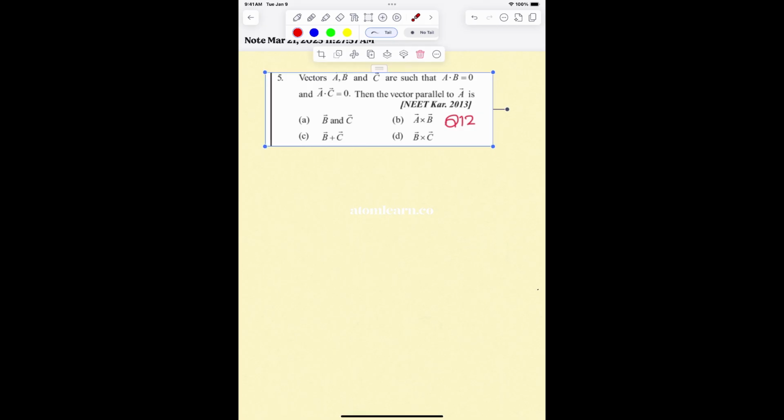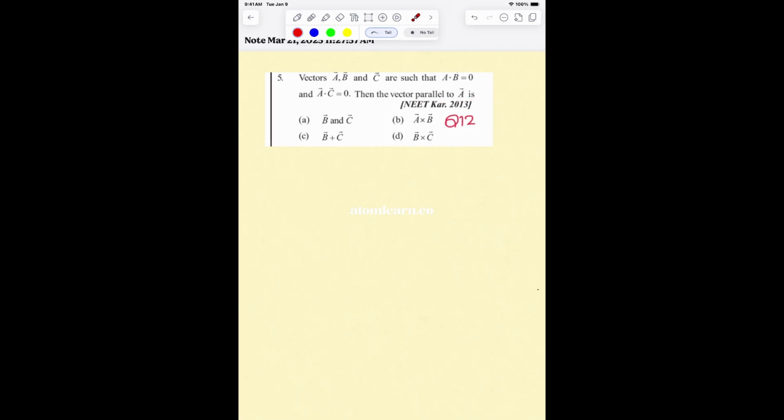Now look at option D. Option D is b cross c. B cross c therefore has to be perpendicular to both b and c by the definition of cross product, which means it should be a or parallel to a. Therefore, what they want is a vector parallel to a. Therefore, now D is the answer. Because if it is a cross b, it will be perpendicular to both a and b. That will not meet the condition of a vector parallel to a. Therefore, this is not possible.